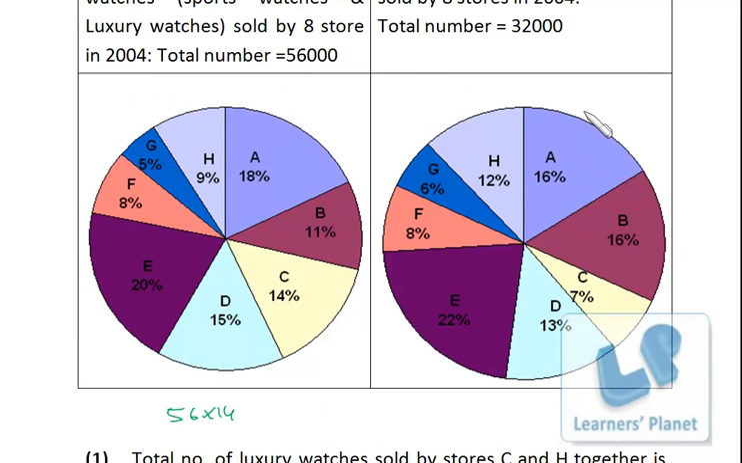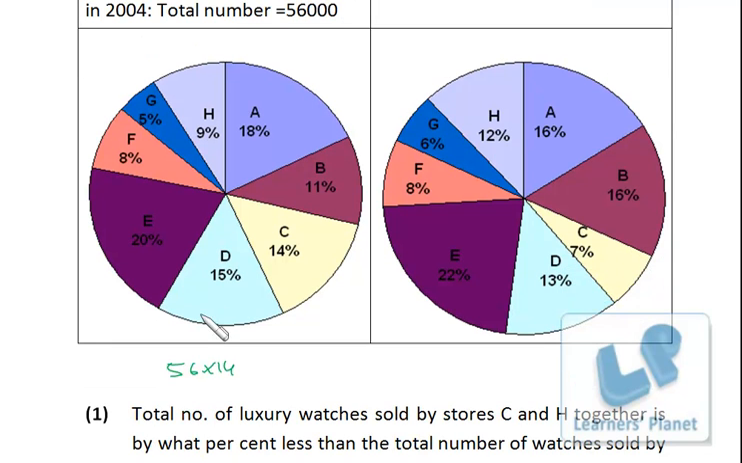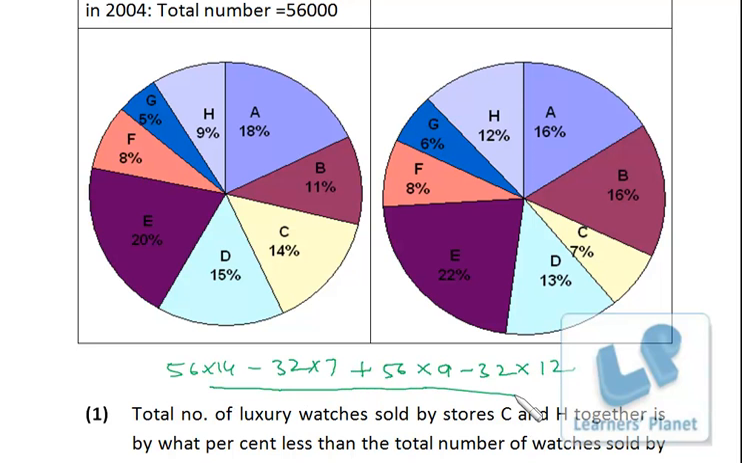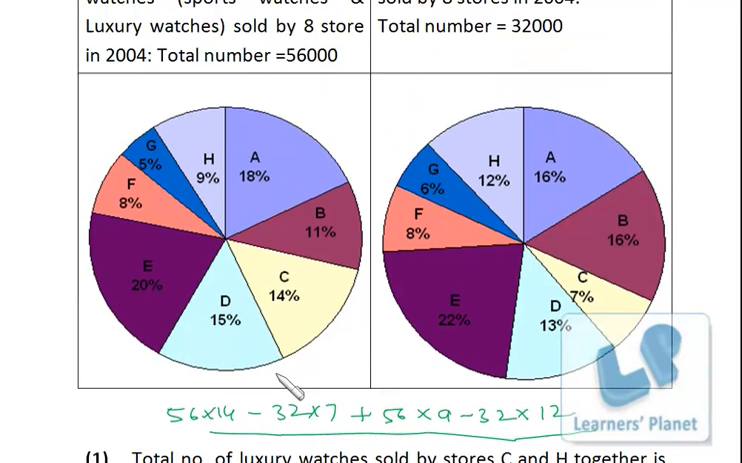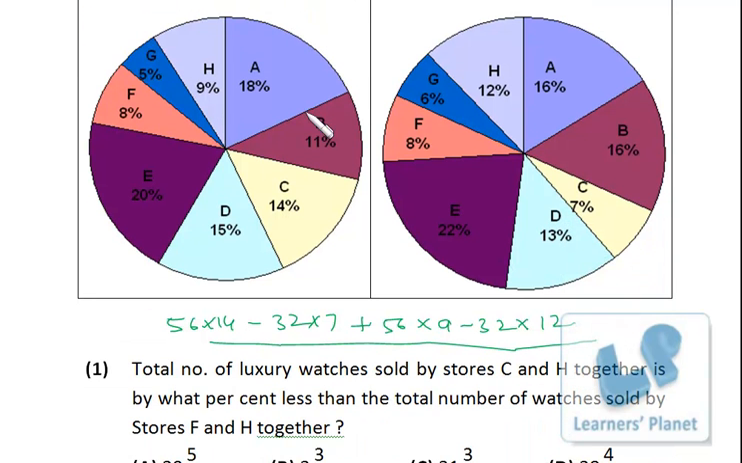So this is the distribution of sports watches. So out of these 32, C is 7%. So if I deduct this number, see, this is the total number of watches by C, this is the sports watches by C, so the difference will give you the luxury watches by C. Then we want the total luxury watches by H. So it is 56 into H, which is 9, minus 32 into H, which is 12. So these are the total number of luxury watches sold by C and H. And in the denominator, we want the total number of watches by H and F, right? F and H. So the total number of watches by F and H. F is 8%, H is 9%. So the total is 17% of 56.